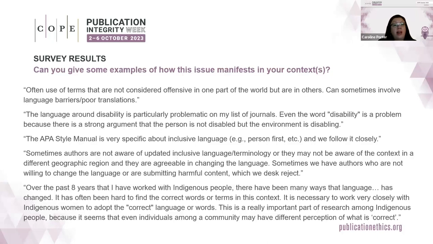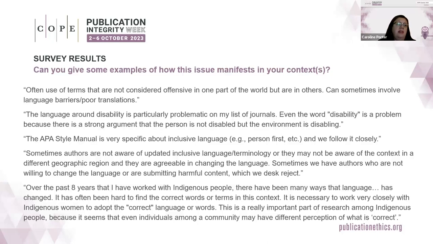Sometimes authors are not aware of updated inclusive language or terminology, or they may not be aware of the context in a different geographical region. And sometimes they're agreeable to changing the language. In this person's case, sometimes they have authors who are not willing to change the language or are submitting harmful content, and that gets just rejected.